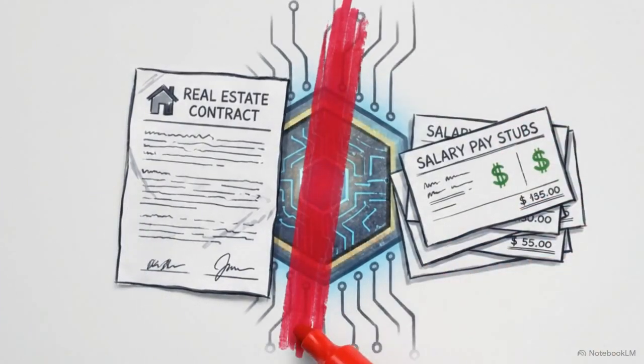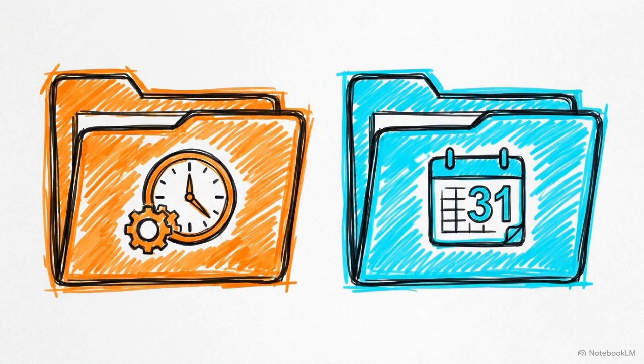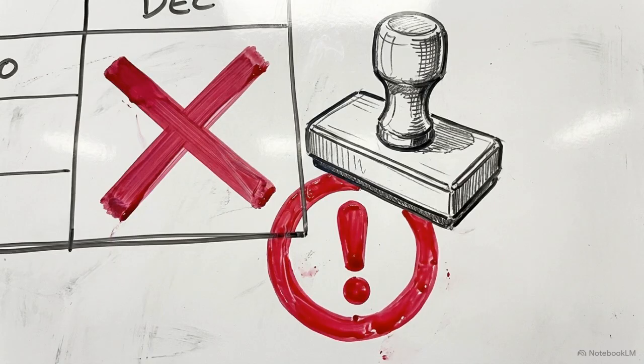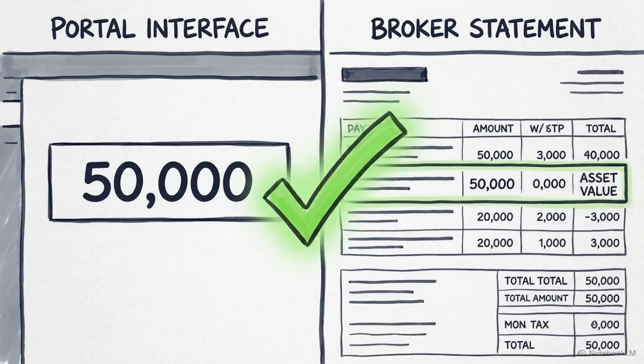loss against your salary. Market investments are handled in Schedules 111A for short-term gains and 112A for long-term equity gains. Use your broker's tax P&L statement to find your consolidated buy and sell figures. When entering expenses, you must exclude Securities Transaction Tax, or STT. The tax department does not permit STT to be deducted as a cost of transfer. Including it in your expenses is a reporting error.